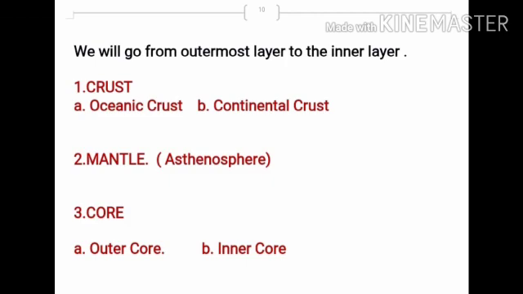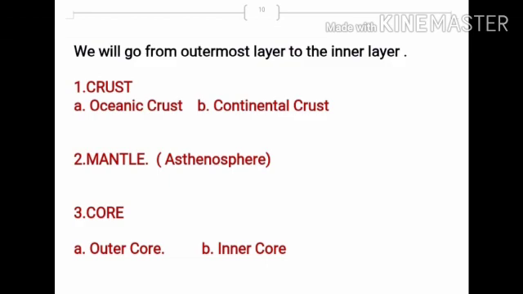See children, this is the sequence you have to remember all through the lesson and every time. What is the first one? Crust, mantle, core. What are the three important parts of the interior? Crust, mantle, core. Would you repeat with me, children? What are the three important parts? Crust, mantle, core. The crust comprises two parts, oceanic crust and continental crust. Can you remember? Crust is made of oceanic crust and continental crust.